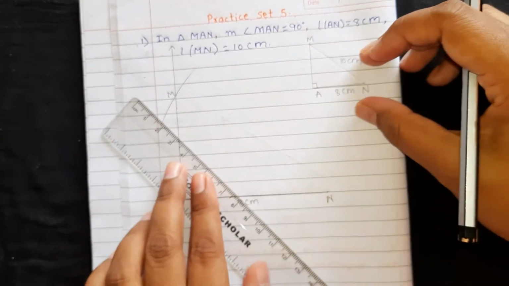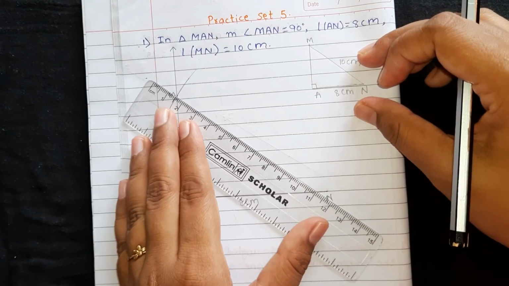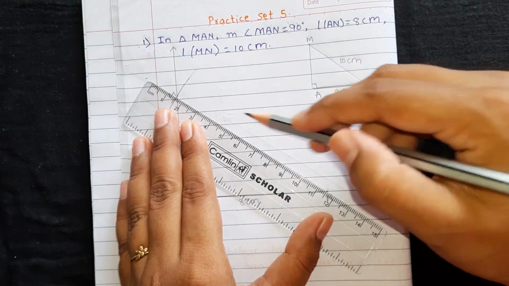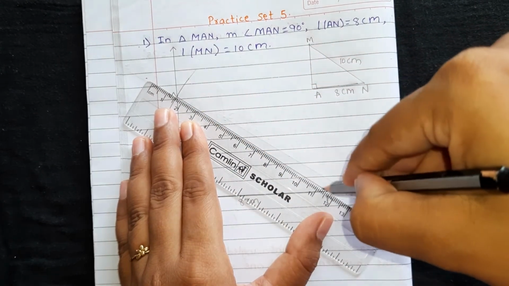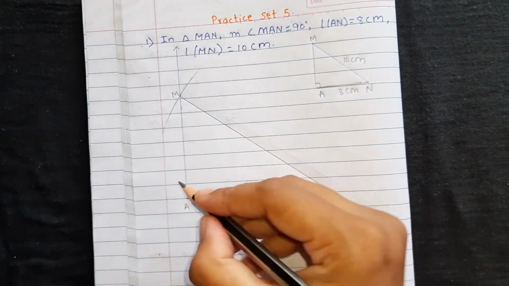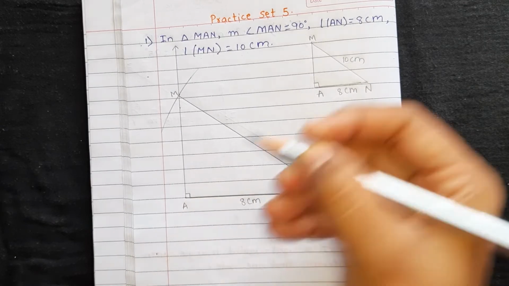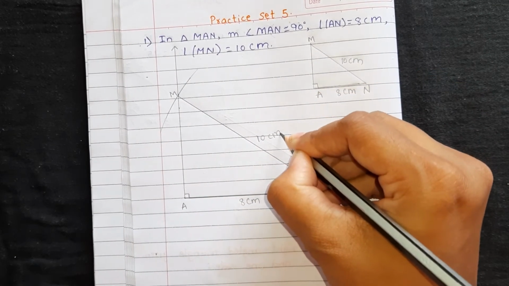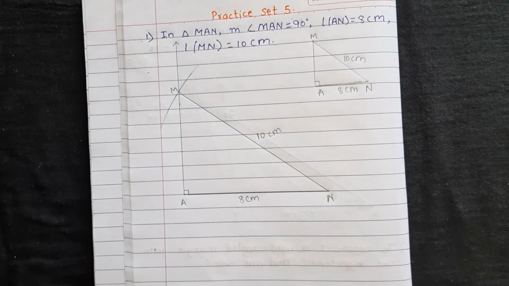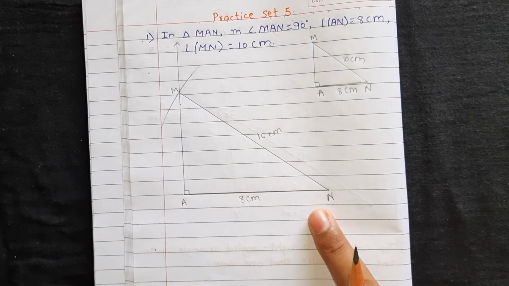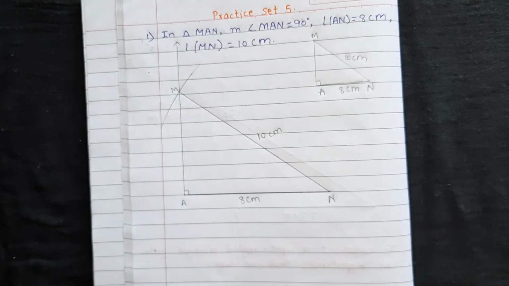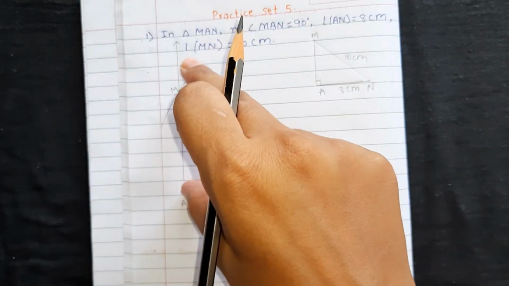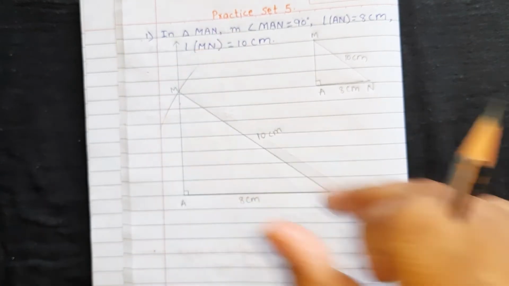Now join M and N. So this is our required triangle. Here give 90-degree symbol compulsory, and here we will write 10 centimeter. Understood? First draw base, then draw a ray of 90-degree, and from this point you will mark an arc. Don't keep here and draw the arc, it will be wrong.